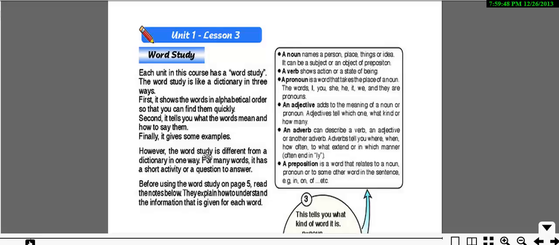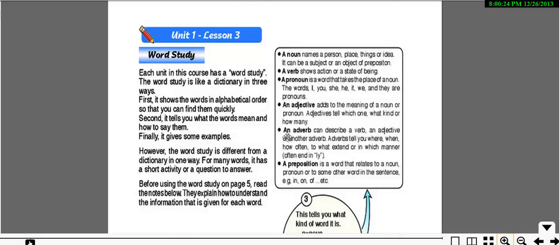Now, however, the word study is different from a dictionary in one way. That's absolutely not a dictionary. For many words, it has a short activity or a question to answer. So it's kind of like a pop-up question, which I recommended last time not to insert in books because it just doesn't really make sense. It's not an exercise, and there is no purposeful educational point. Anyway, before using the word study on page 5, read the notes below and just get a preview.